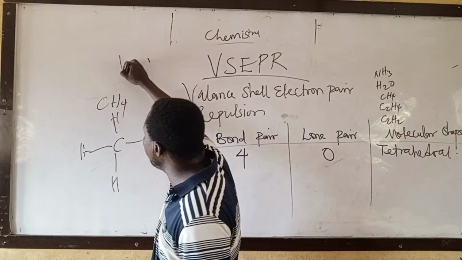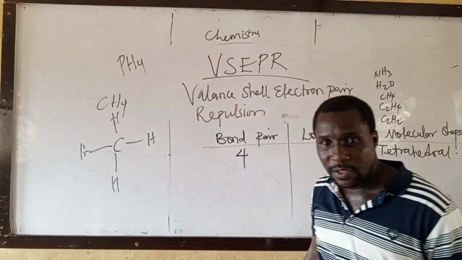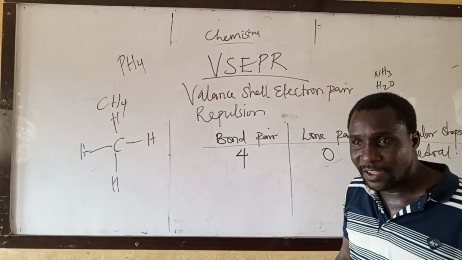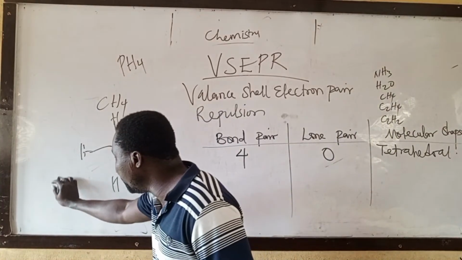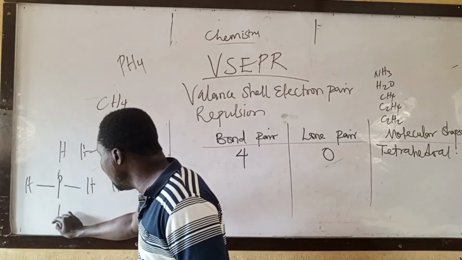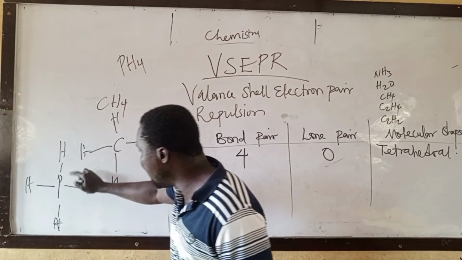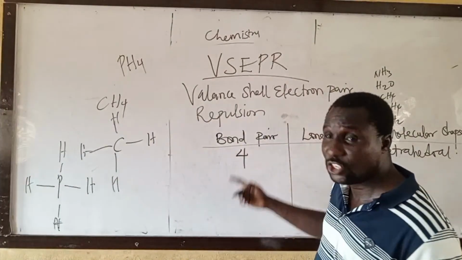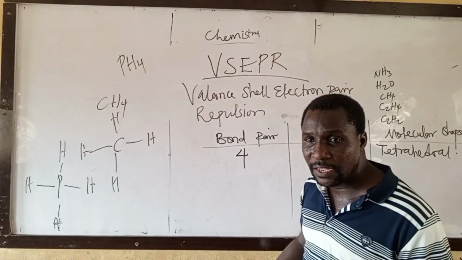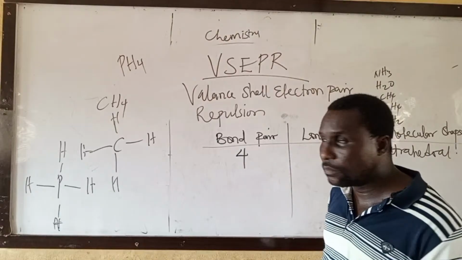In phosphonium, what is the shape? Tetrahedral. How do you know? P, H, H, H, H. How many shared pairs? 4. That means bond pair is 4. How many lone pairs? 0. What is the shape? Tetrahedral, molecular shape.